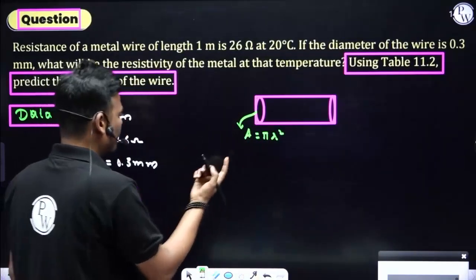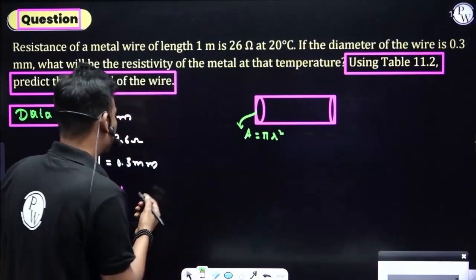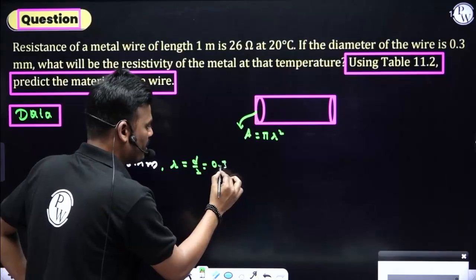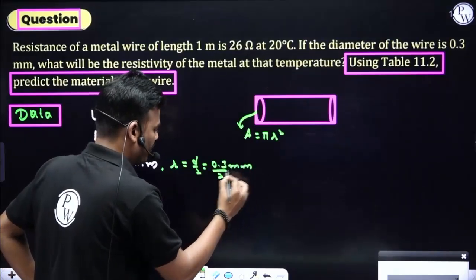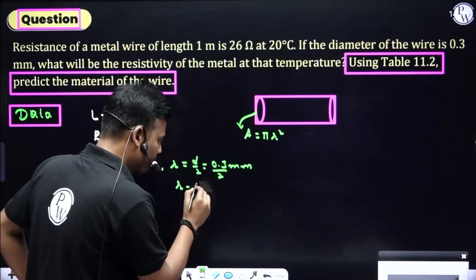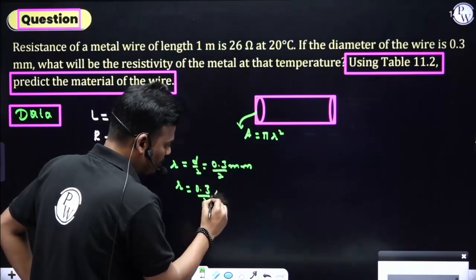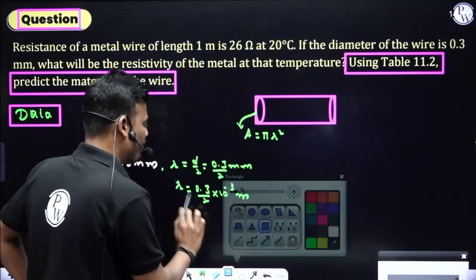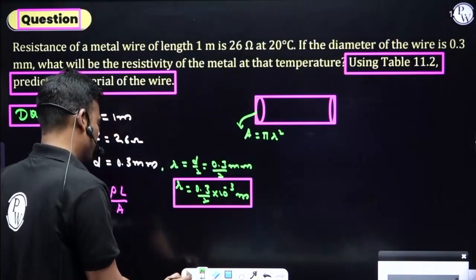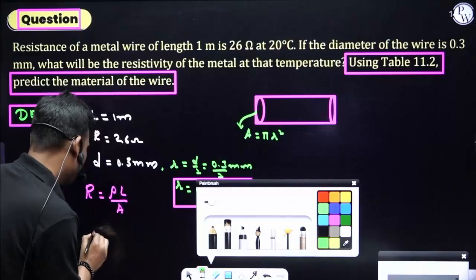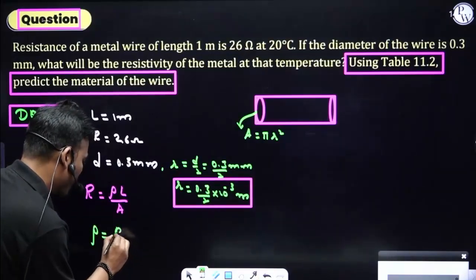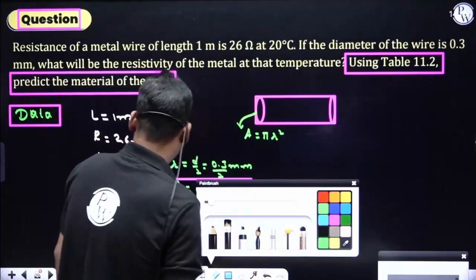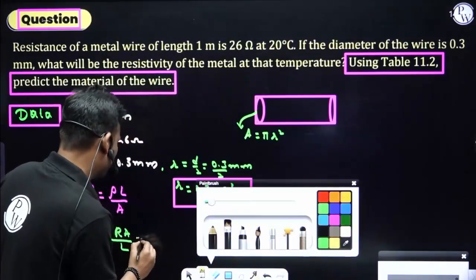The diameter they have given, so the radius you can convert. The radius is half of the diameter, that is 0.3 divided by 2 millimeter. So r can be written as 0.3 by 2 into 10 power minus 3 meter. Milli means 10 power minus 3. Here we need resistivity, therefore rho equals R into A divided by L after rearranging the formula. Now we just need to substitute the values.